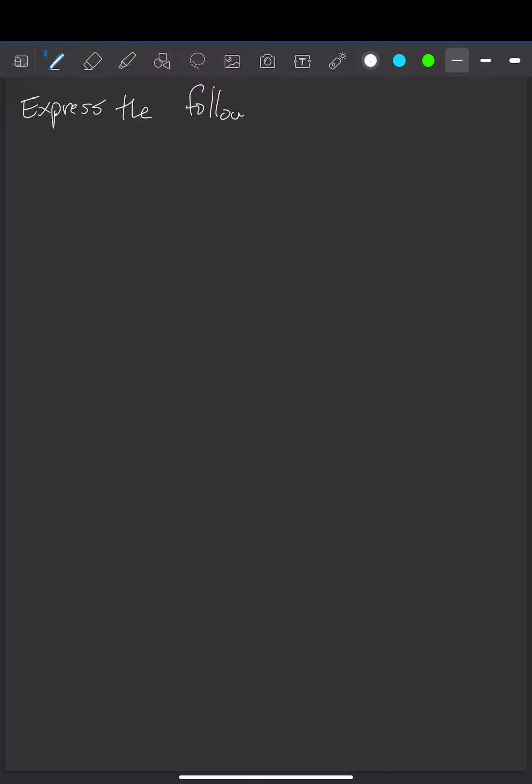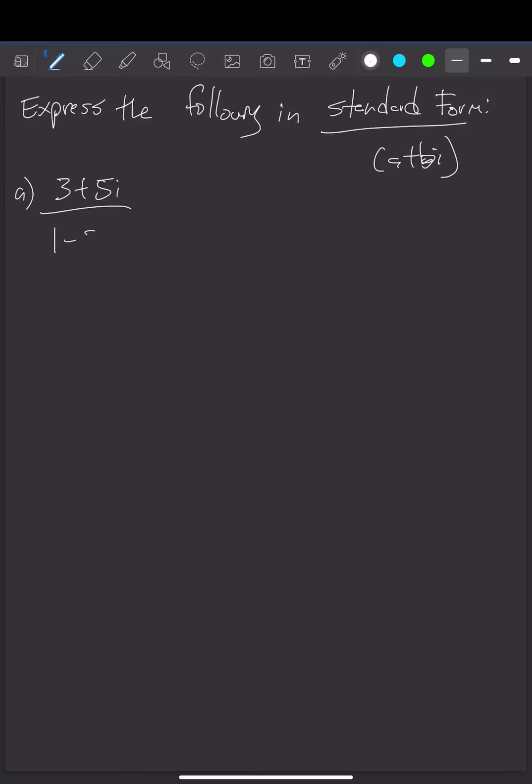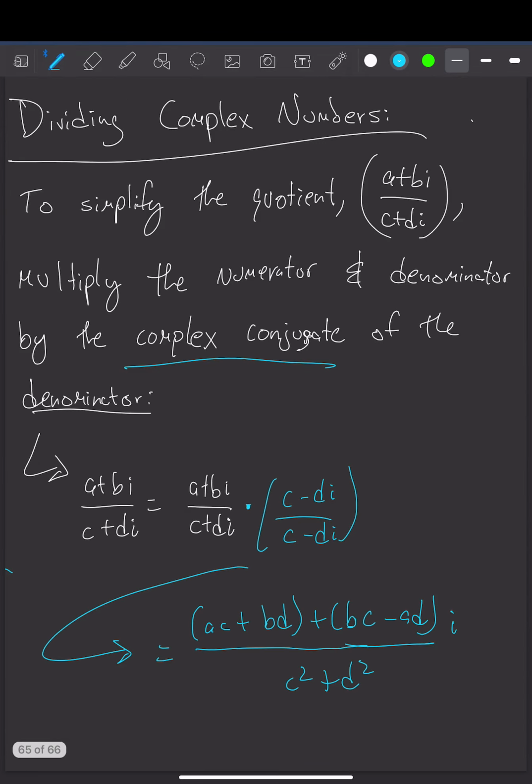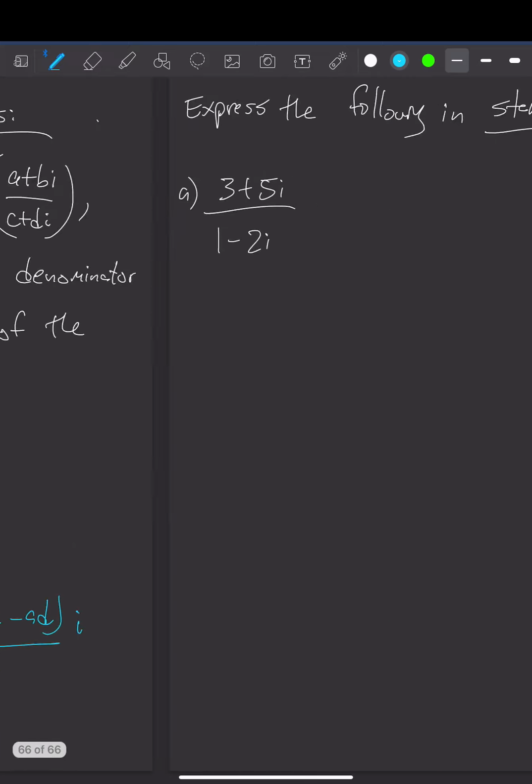So for our first example, they want us to express the following in standard form. And remember, standard form is the same thing as a plus bi. So they still want us to do it in this form. Let's say you have 3 plus 5i all over 1 minus 2i. Well, how do we solve for this? Luckily, we know the rule of thumb here for dividing: we just multiply the conjugate of whatever the denominator is to the top and bottom.